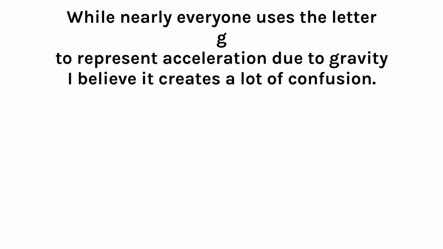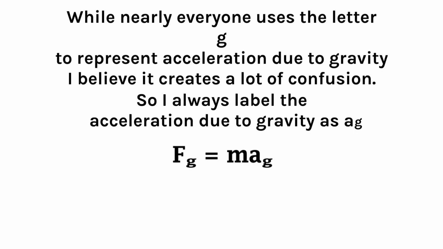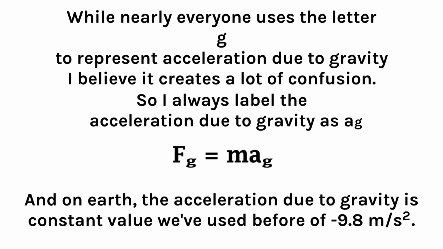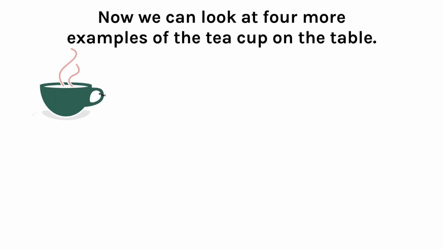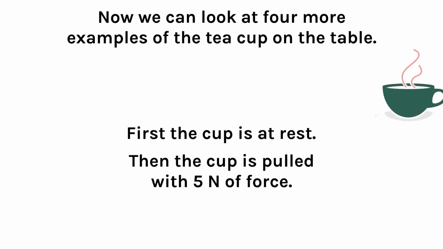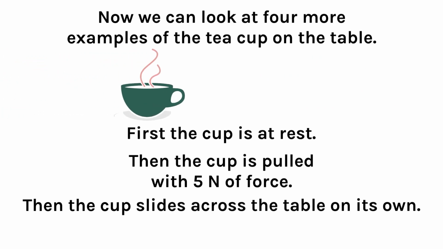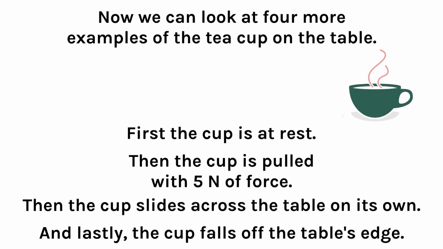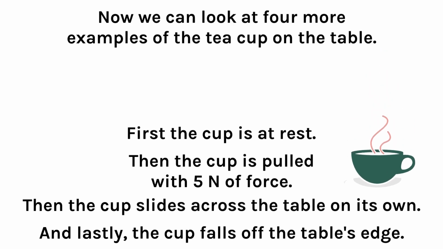While nearly everyone uses the letter G to represent acceleration due to gravity, I believe it creates a lot of confusion, so I always label the acceleration due to gravity as a sub g. And on Earth, the acceleration due to gravity is a constant value we've used before of -9.8 meters per second squared. Now we can look at 4 more examples of the teacup on the table. First, the cup is at rest. Then the cup is pulled with 5 newtons of force. Then the cup slides across the table on its own. And lastly, the cup falls off the table's edge.